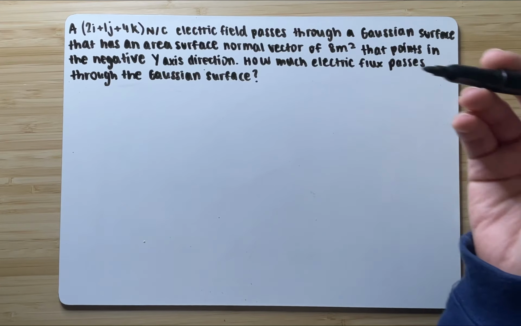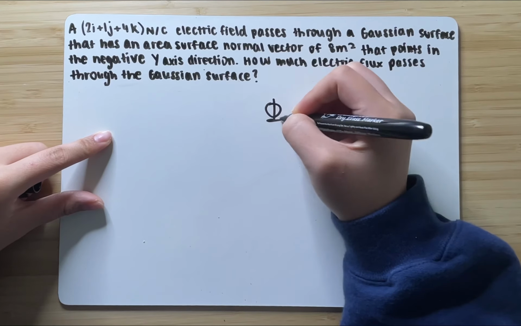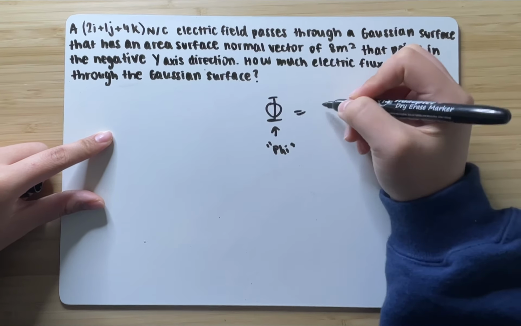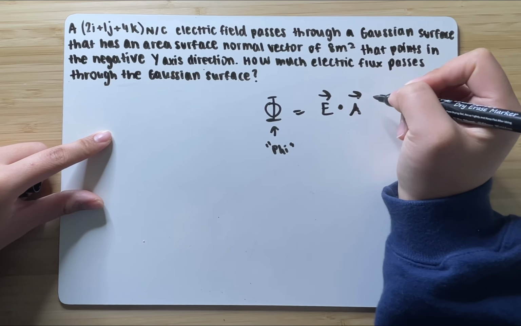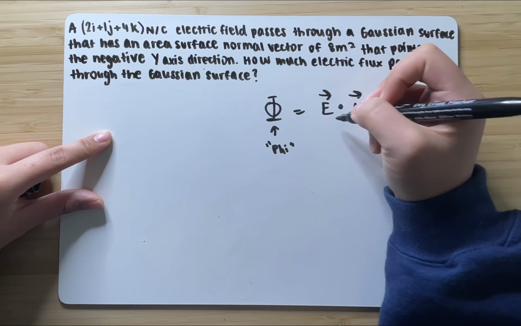Okay, so before we begin, we want to remember the equation to find flux, which is equal to phi, the Greek letter phi, equals the dot product between the electric field and the surface area vectors. Okay, so now let's find our E and A.